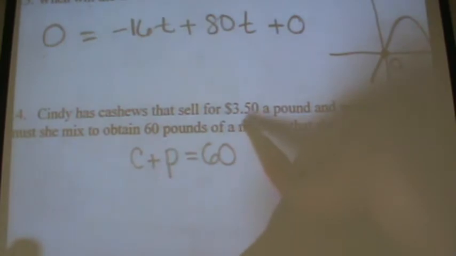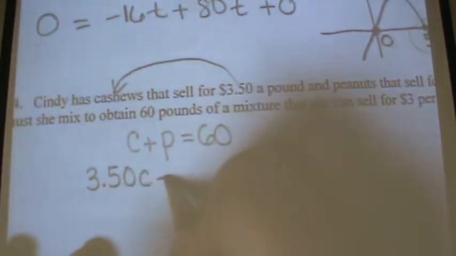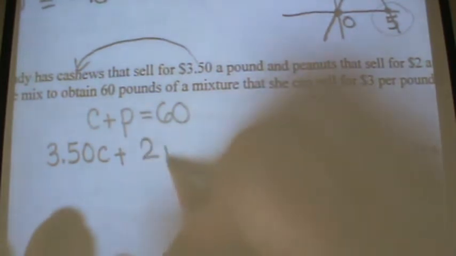Now, how much are the cashews selling for? $3.50. How much are the pecans selling for? Or the peanuts? Peanuts are cheaper.